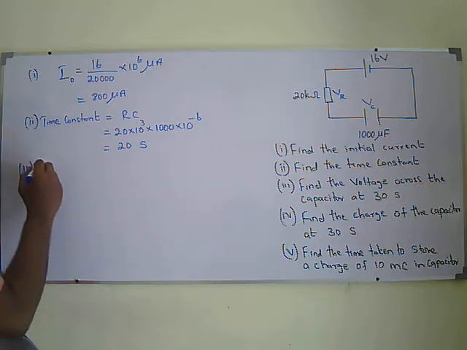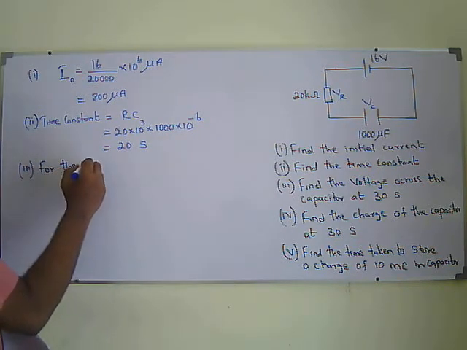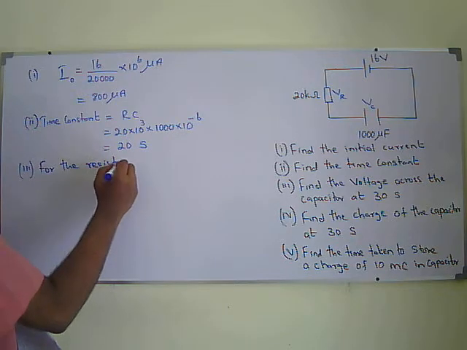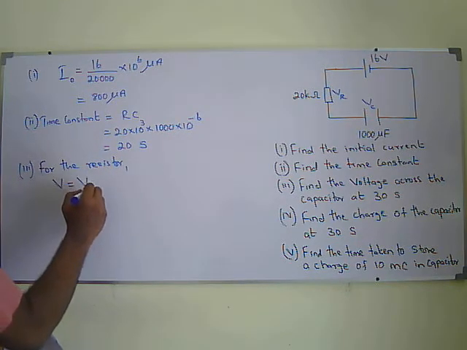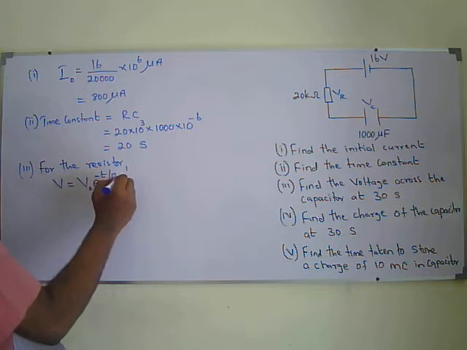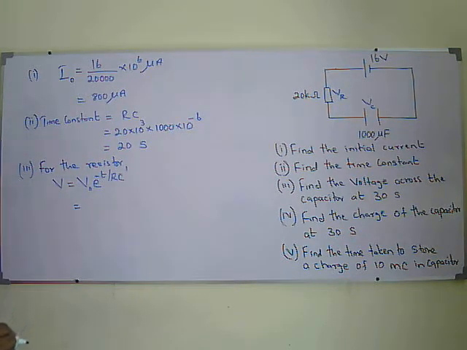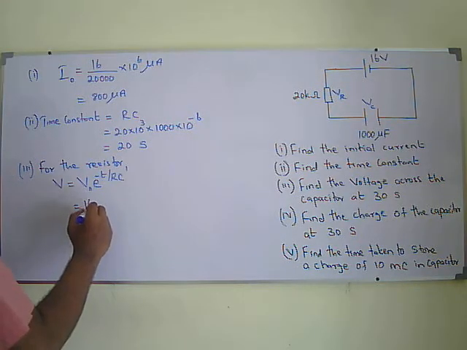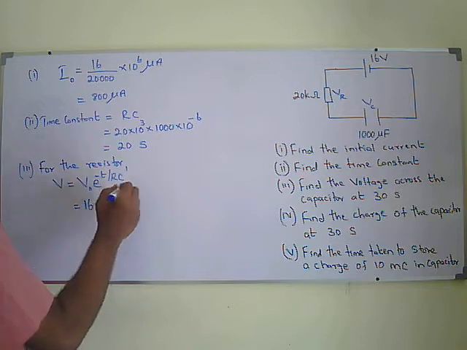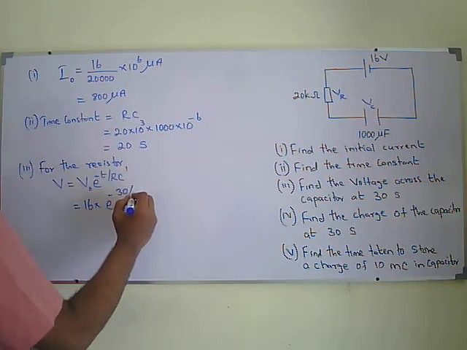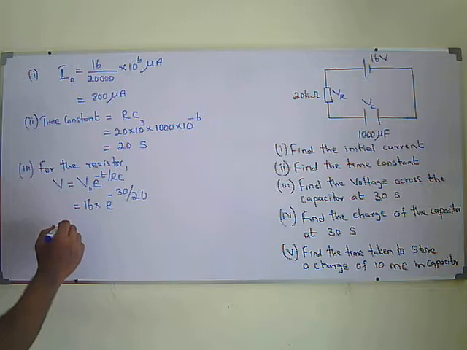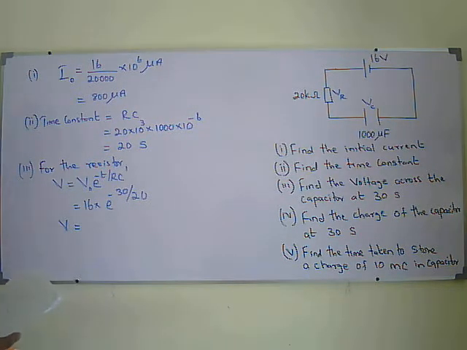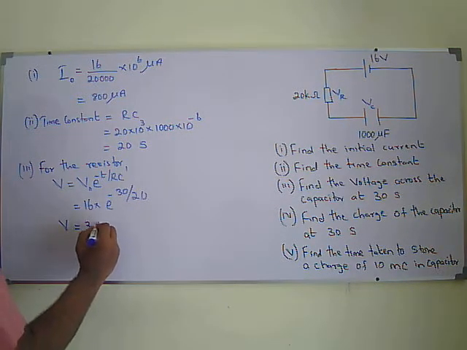I can find the current at 30 seconds, or directly I can even find the voltage across the resistor at 30 seconds. For the resistor, I can use V equals V naught e to the power minus t over RC. V naught, the initial voltage of the resistor when the charging process started, is 16, times e to the power minus 30 over RC, which is 20. If you find the voltage across the resistor, that will be 3.57 volt.